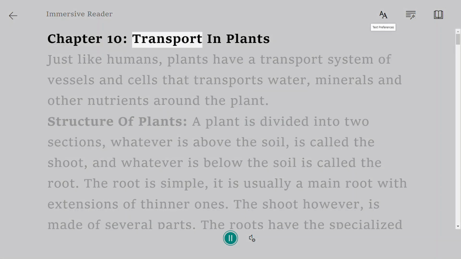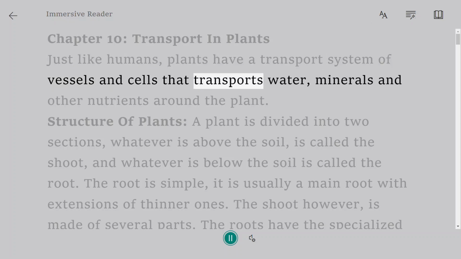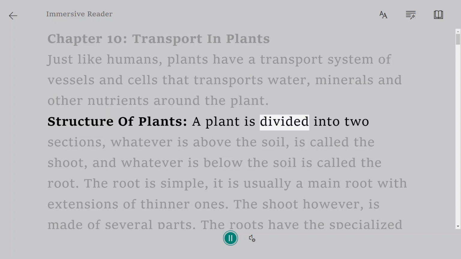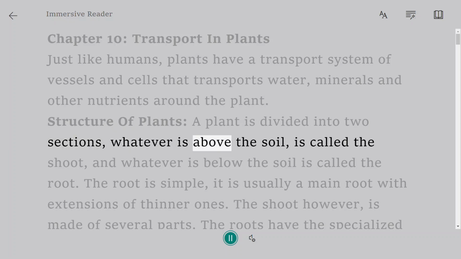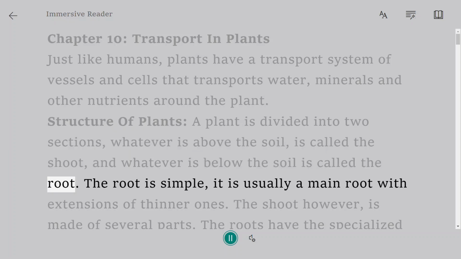Chapter 10, Transport in Plants. Just like humans, plants have a transport system of vessels and cells that transports water, minerals, and other nutrients around the plant. Structure of plants: a plant is divided into two sections. Whatever is above the soil is called the shoot, and whatever is below the soil is called the root.